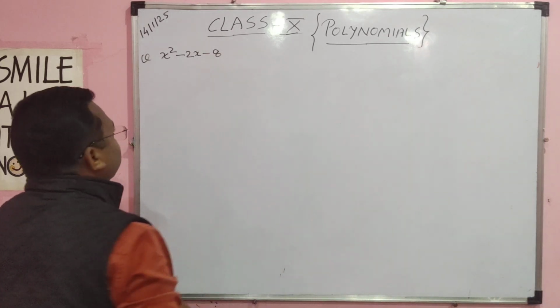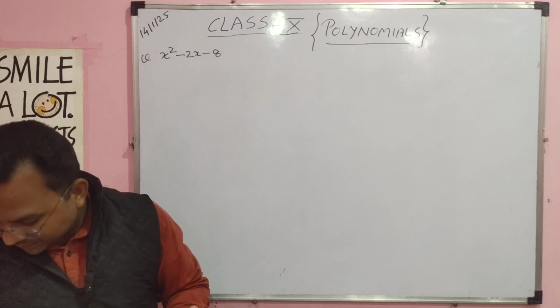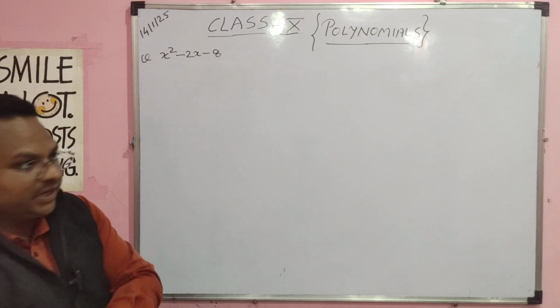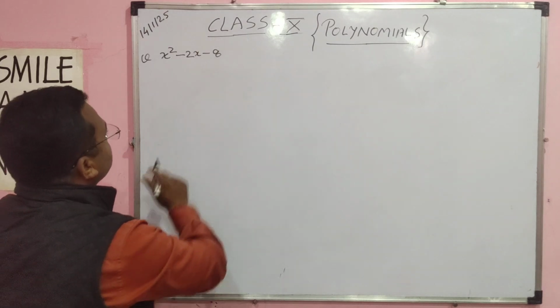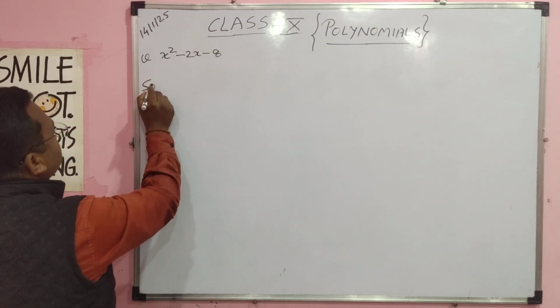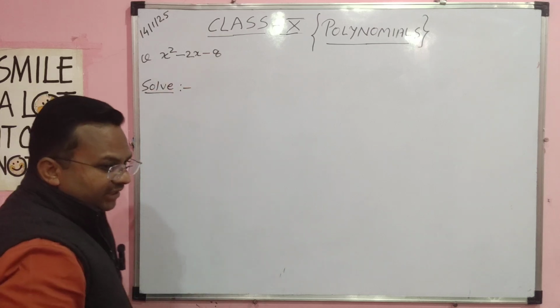We have a question: x square minus 2x minus 8. Verify and find the zeros. Okay, so how to find zeros here? x square minus 2x minus 8.